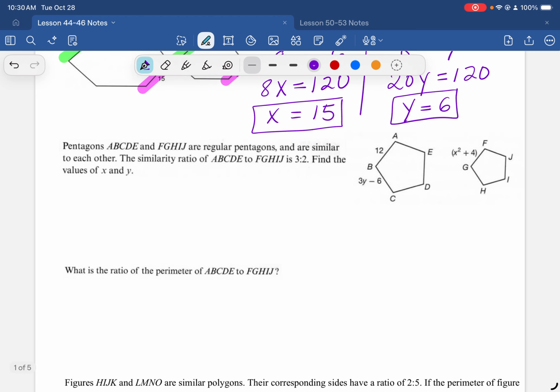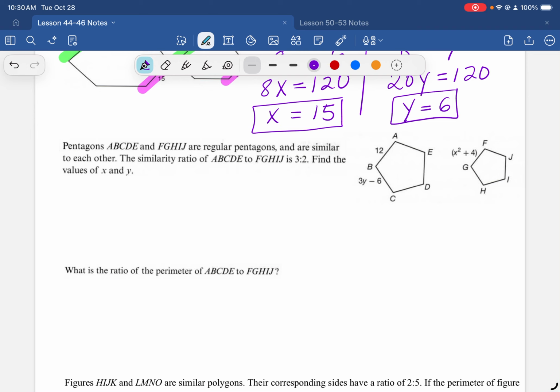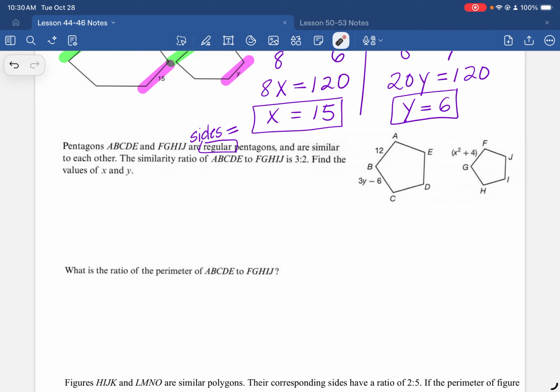Now, look over here where it says that pentagons ABCDE and FGHIJ are regular pentagons. I'm going to stop there for a minute because it's important that we know what regular means. If you think back on a past lesson when we talked about regular and irregular shapes, regular means that the sides are equal. So equal sides. That's going to be important whenever we solve for y later.